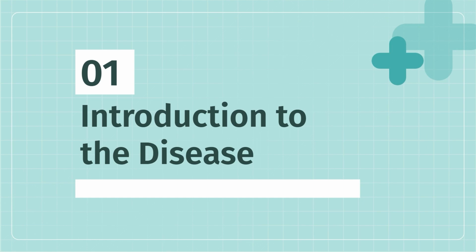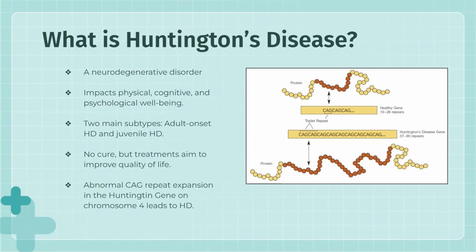Introduction to the disease. What is Huntington's disease? Let's dive into the disease. It is considered a neurodegenerative disorder that profoundly affects individuals and their support network. Despite its challenges, there are many ways to enhance the quality of life of those affected. The disease manifests in two main forms, adult onset and juvenile onset. The age of onset varies based on certain variables. However, it still shapes the course of the disease and impacts individuals in many ways.